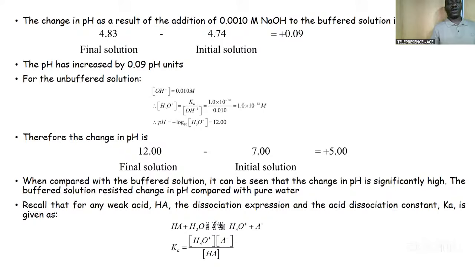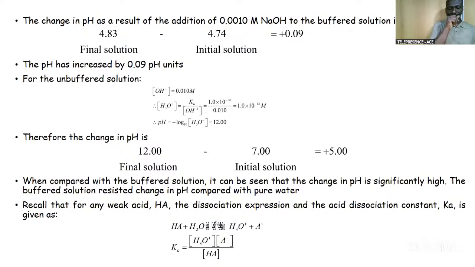So the question is, for the unbuffered solution, what will happen to the pH of 0.01 molar sodium hydroxide in water? 0.01 molar sodium hydroxide in water will give you hydroxide ion of 0.01. And so the hydrogen ion concentration will be equal to the ion product of water, 1 to the power minus 14, divided by the OH concentration, which will give 1.0 to the power minus 12, such that the pH becomes 12, as you can see here.